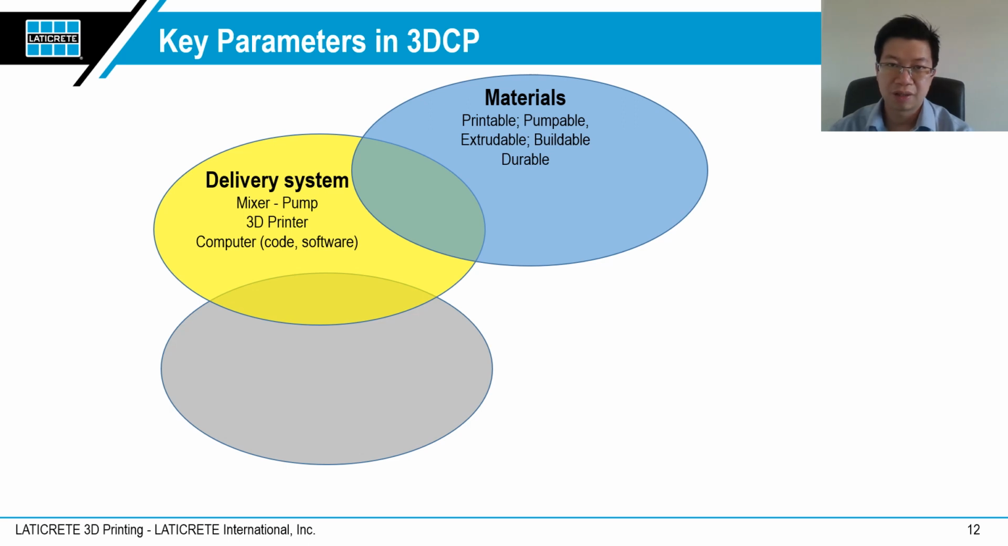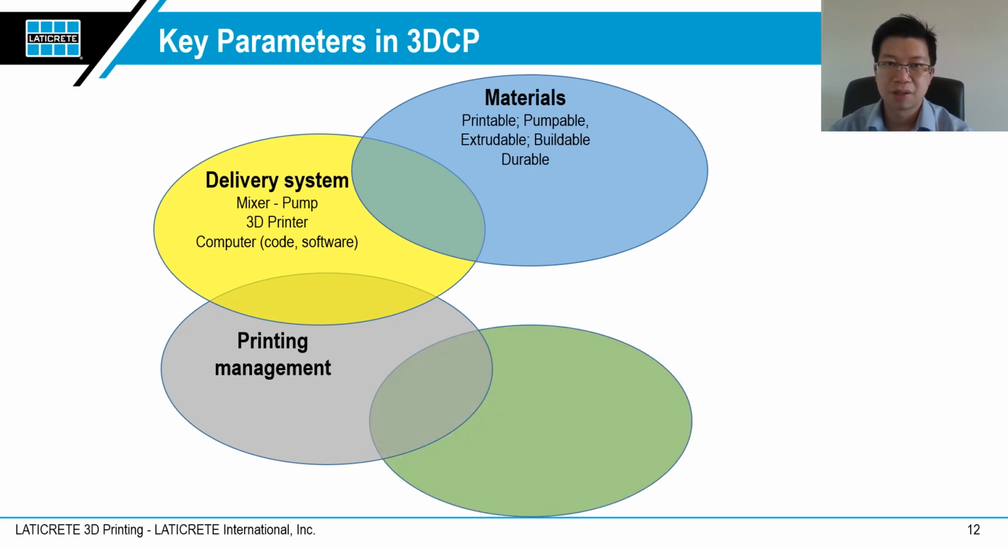In addition to the materials and delivery system, how to manage the printing work is also part of the equation for the success of 3D printing. How fast is the print, the sequence of printing, where to locate the pump, the hose, and many other management related works.